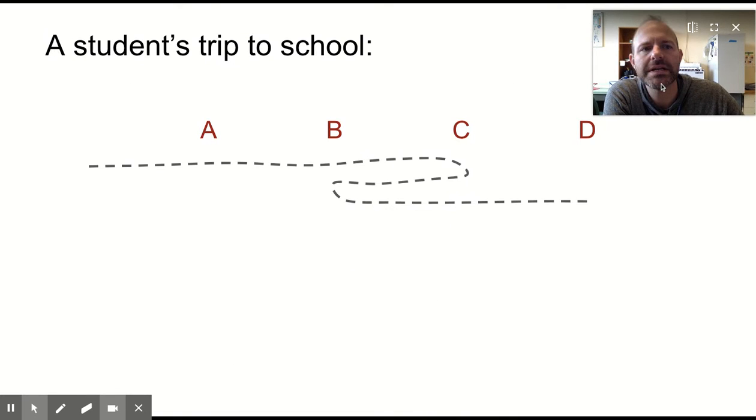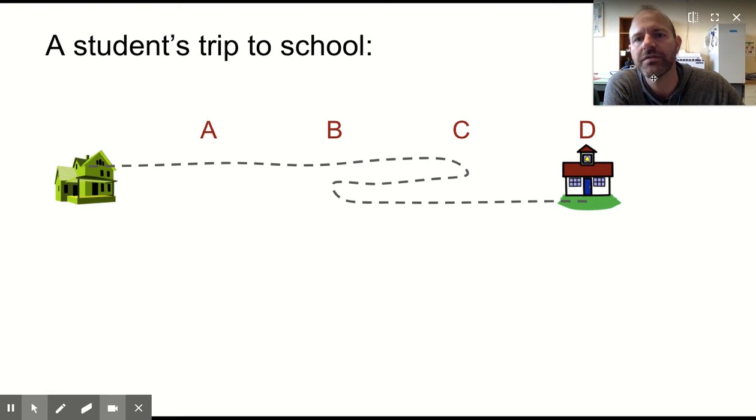As an example of this, imagine, if you would, a trip to school. There's a house, there's the school, very simple pictures, and we are going to start at the house and end up at school. And this little dotted line is the path we're going to take.